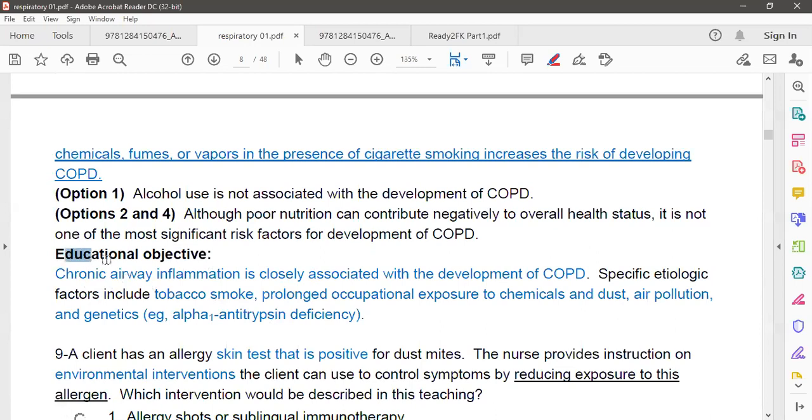Now, educational objectives. Chronic airway inflammation is closely associated with development of COPD. Specific etiology factors: tobacco smoke, prolonged occupational exposure to chemicals or dust, air pollution, and genetic cause. It's called alpha-1 antitrypsin deficiency. That is more than enough COPD for the NCLEX board exam.